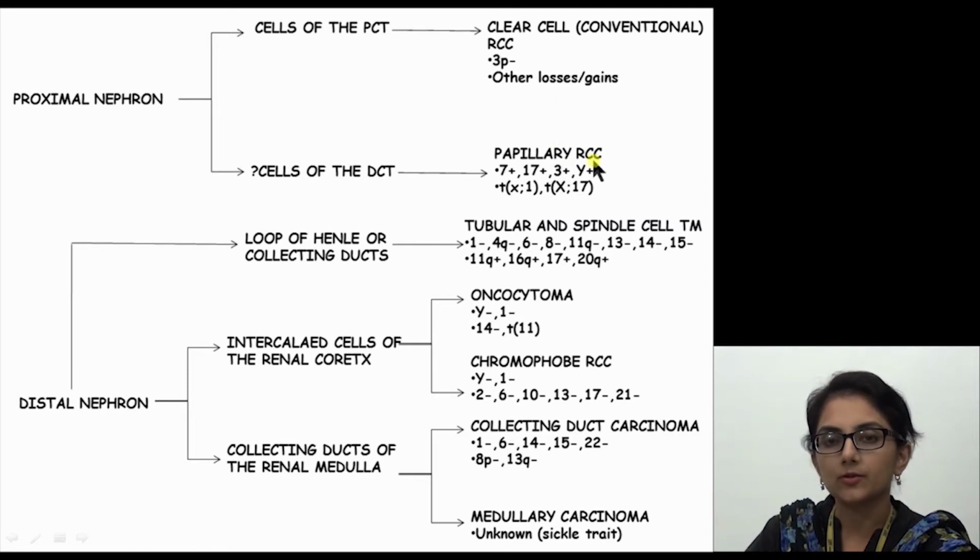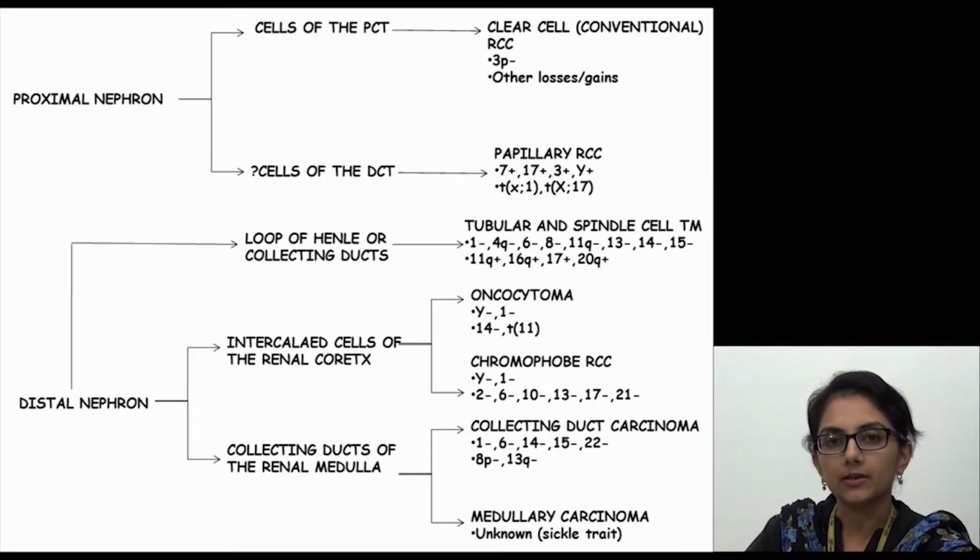It's usually a trisomy of chromosomes 7 and 17 with a deletion in Y. This trisomy, which occurs in the chromosome 7, results in activation of the MET proto-oncogene, which downstream results in the formation of papillary RCCs. Of course, if there is a germline mutation in MET, that will result in again multifocal bilateral tumors presenting at a younger age.